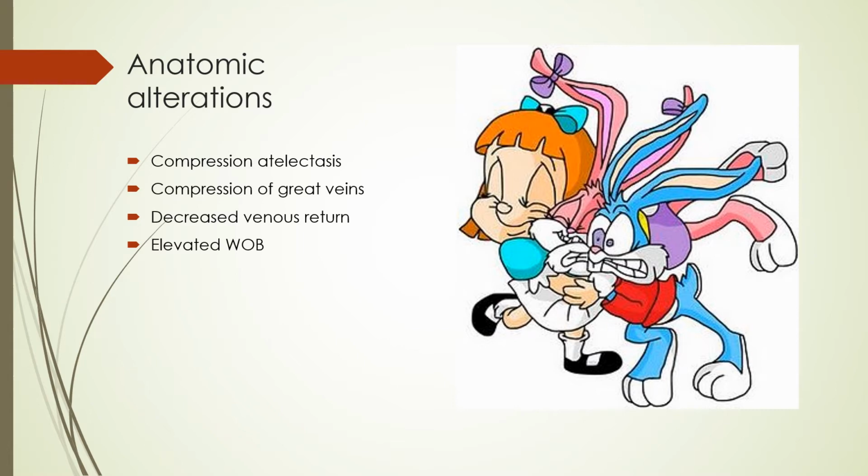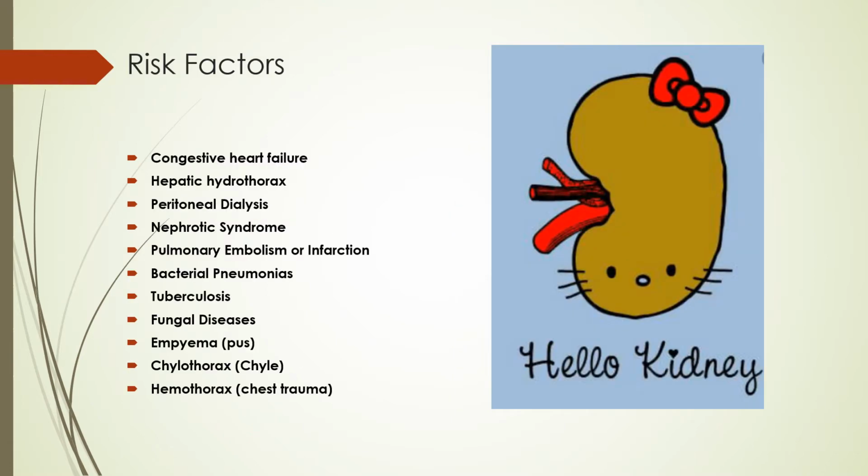Right, so you're going to see a difference there between the transudative and exudative. All right, anatomic alterations. I love this picture looking at a crushing lung injury. So you're going to have that compression atelectasis. Remember, something is squeezing the lung from the outside. It can compress the great veins, which can reduce cardiac output and also cause ankle edema. It can cause blood pressure issues, decrease venous return, and elevate work of breathing, of course, because they're going to have to work harder just to generate somewhat of a lung expansion.